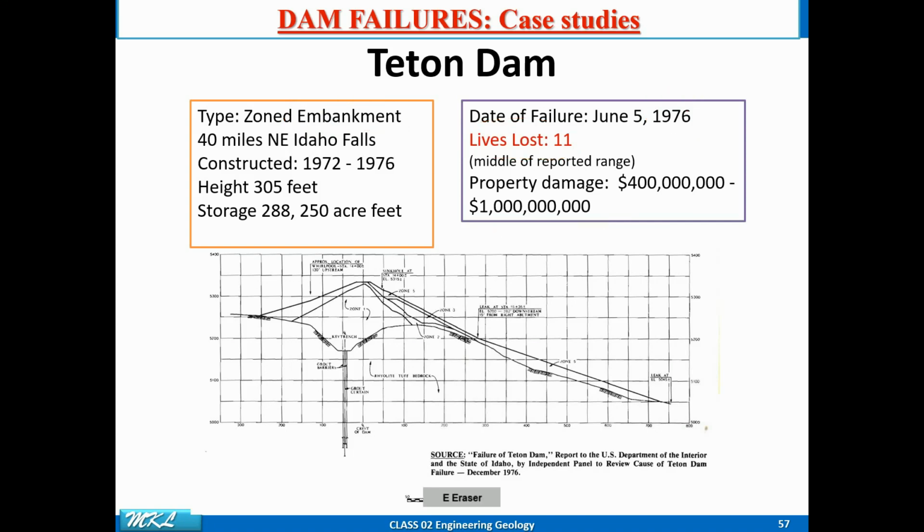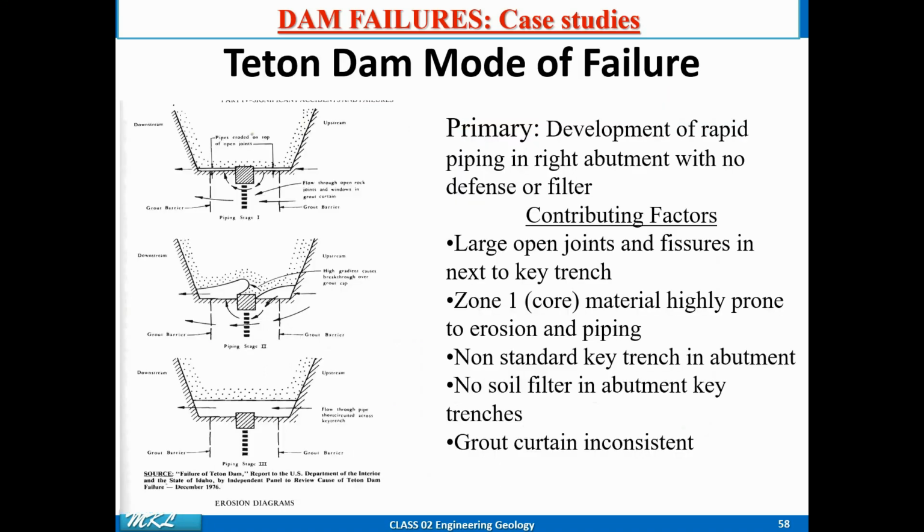Okay, so what happened here? The one major problem in this failure is piping. Some small opening inside the dam happened, and the flow through the pipes circuited across the key trench, and due to this the stability of the dam decreased, and this failure happened. A contributing factor was large open joints and fissures.